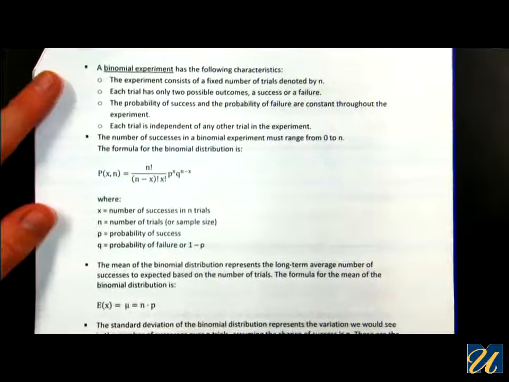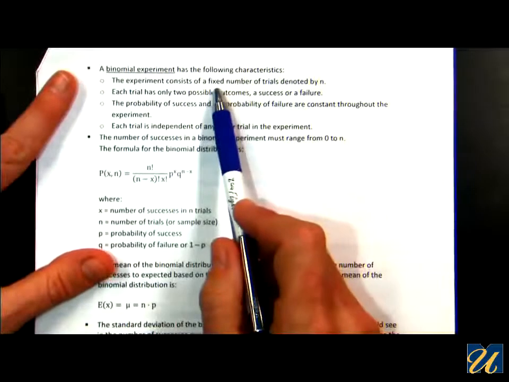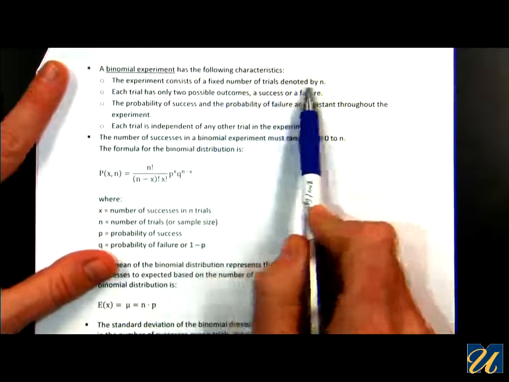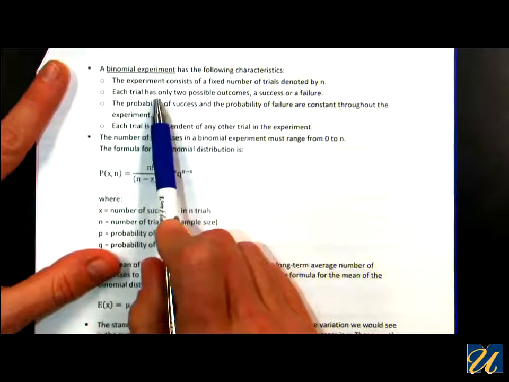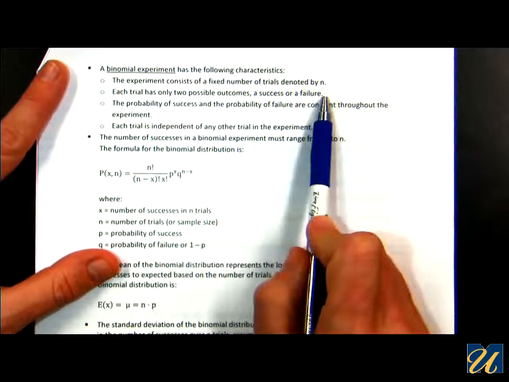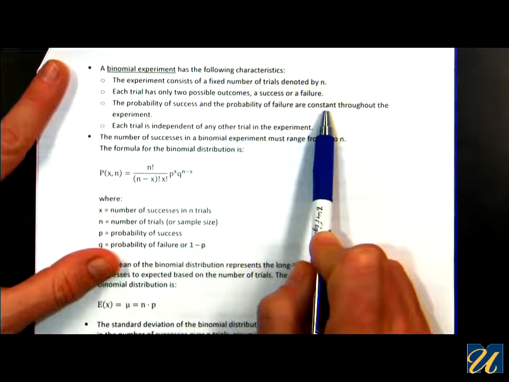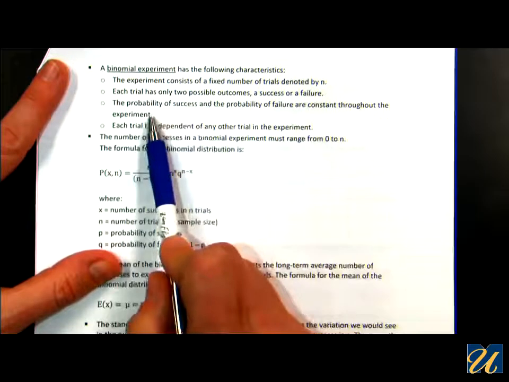Now, a binomial experiment has the following characteristics. We need to understand and know the characteristics very, very well. The experiment consists of a fixed number of trials, denoted by n. Each trial has only two possible outcomes, a success and a failure. The probability of success and the probability of failure are constant throughout the experiment.